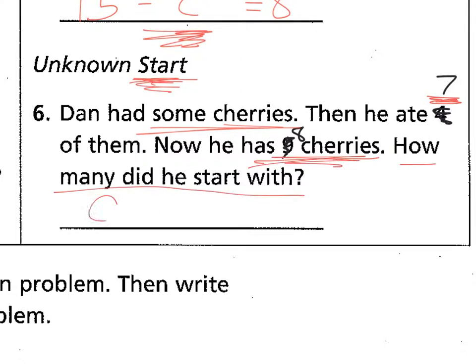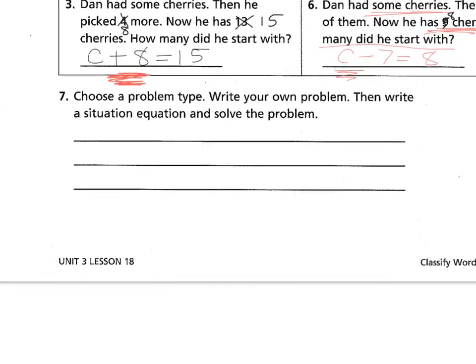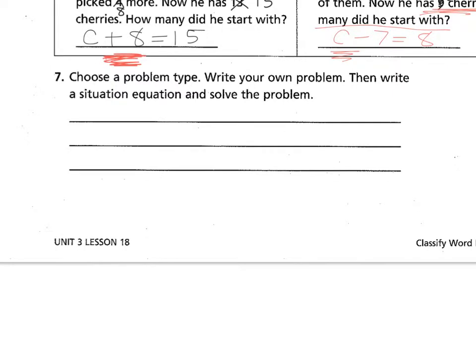All right, so he started with some cherries. He ate 7 of them, so 7 of them are now in his belly, and there are 8 left over. How many did he start with? So this is the equation that represents an unknown start. On the bottom, it's going to ask you to write a word problem choosing your problem type. So I want you to write your problem type on the line. So it could be change minus, unknown start, just like the one we just did. It could be something else.